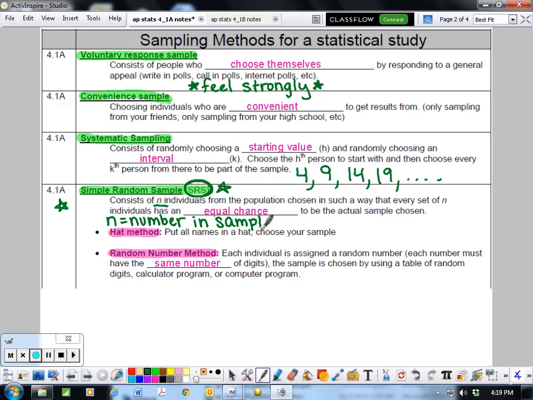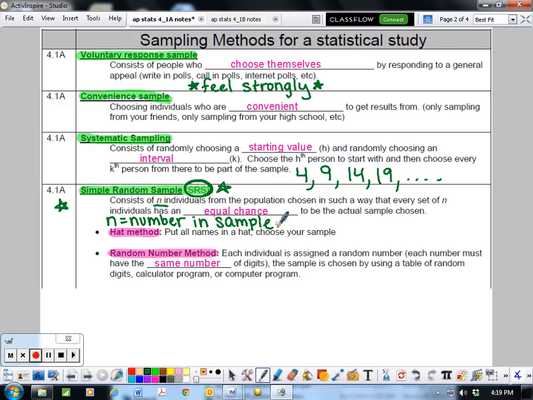And the idea behind a simple random sample is that the people are chosen in such a way that every individual has an equal chance to be in the sample. And not just every individual, but every type of sample, every group, every possible sampling has an even chance of being picked.